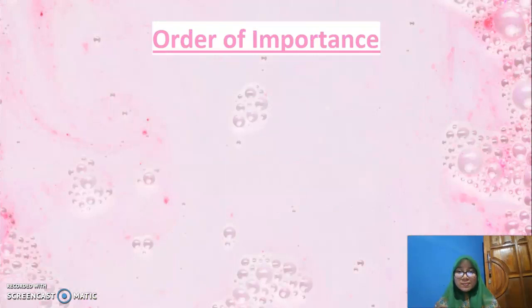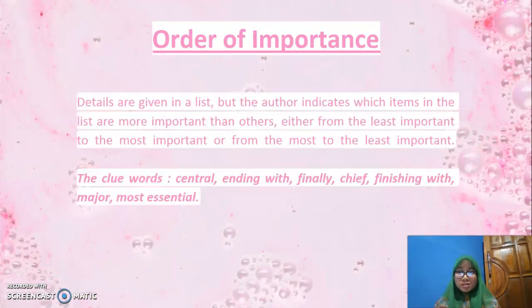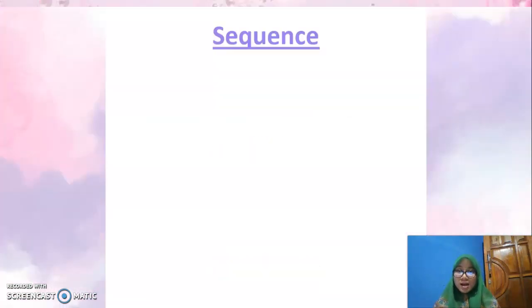The clue words are similar, different, on the other hand, but, however, in the same way, like, and the others. Order of importance. Details are given in a list, but the author indicates which items in the list are more important than others, either from the least important to the most important or from the most to the least important. The clue words are central, most important, finally, finishing with, major, most essential, and the others.